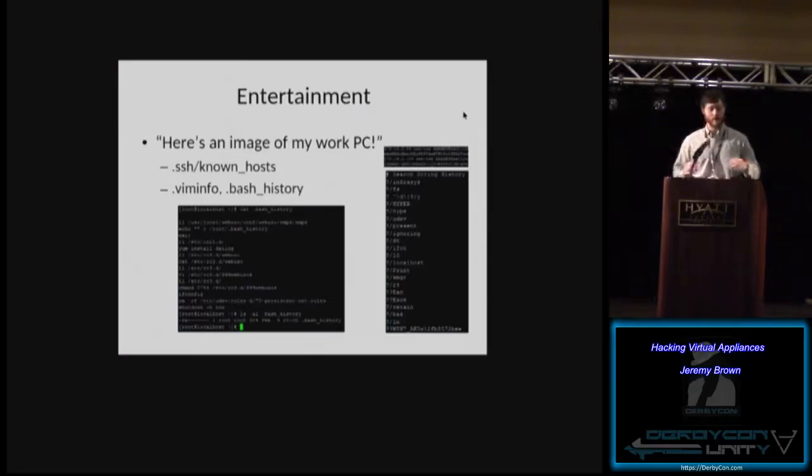Like here's one, for example. The quote for this one is, "Here's an image of my work PC." They literally left the bash history and a lot of the known hosts on the appliance when they shipped it. So it's kind of fun to look at and see who they're talking to and what commands they were running. You might even find some interesting things, even some passwords in there later on.